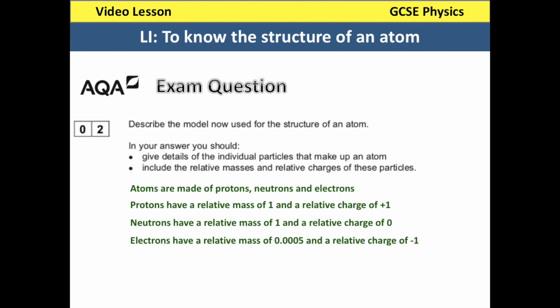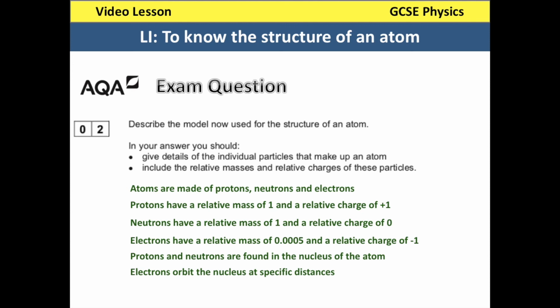But that is only 4 marking points that we've got down so far. We therefore need to give more information about the model that's used for the structure of an atom, so we need to describe more about it. You could say, for your 5th mark, that the protons and neutrons are found in the nucleus of an atom, and therefore for your 6th mark, you could say electrons orbit the nucleus at specific distances from the nucleus in energy levels or shells. You can also have credit for saying that most of the atom is made up of empty space if you haven't already got 6 marks. And finally, it would also be possible to get a mark for saying that in an atom there are always the same number of protons and electrons.